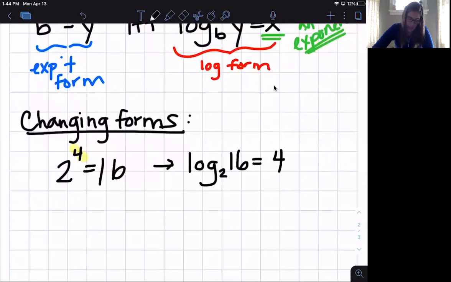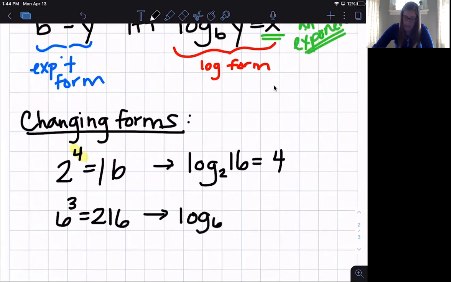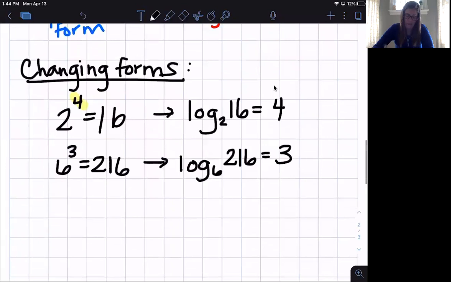I'll do another one. Let's do 6 cubed equals 216. Turn it into log. Log base 6, because that's the base to the exponent, of what number? This is the number that you would get when you do your exponential work, 216, and then the answer to the logarithm, remember, is always your exponent, so equals 3.